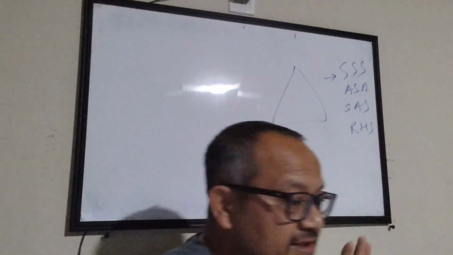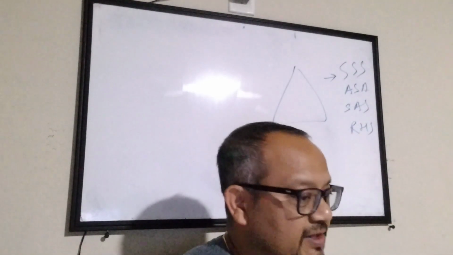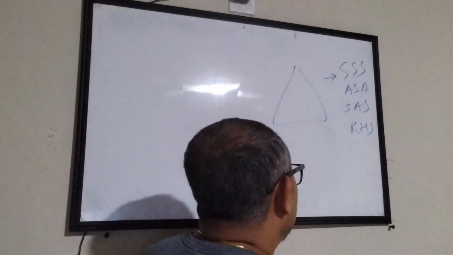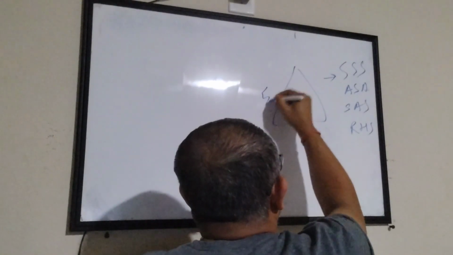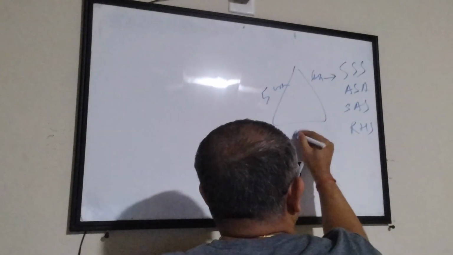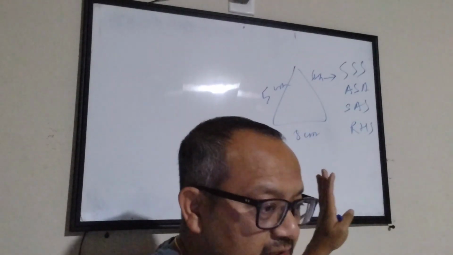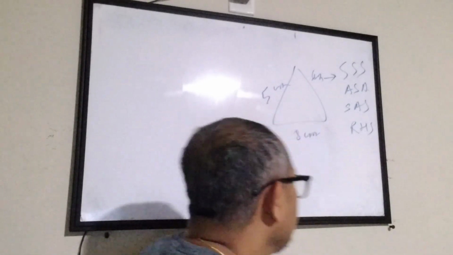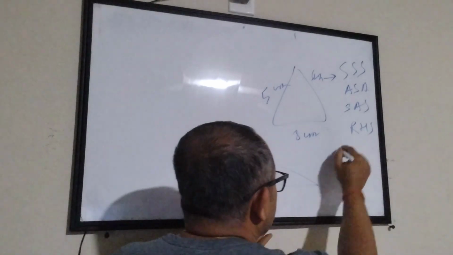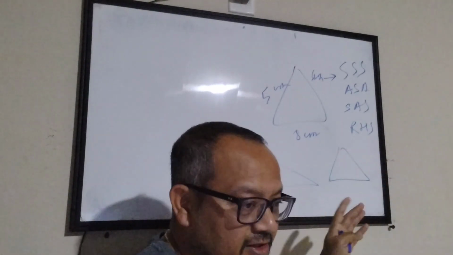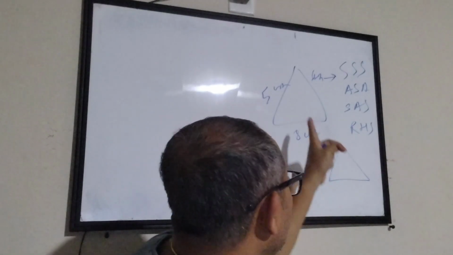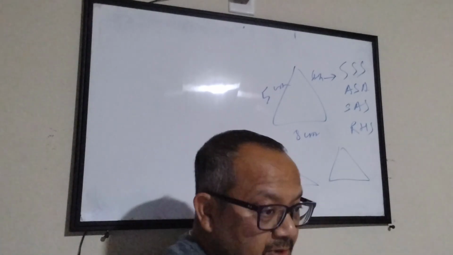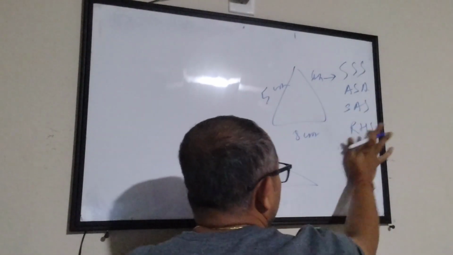SSS stands for three sides. If there are two triangles with three sides matching, they are congruent. Meaning, if you are given, let's say, 5 centimeters, 6 centimeters, and 8 centimeters, the lengths of the three sides, you can draw only one triangle. You cannot draw two different types of triangles. You cannot have two triangles, one like this and one like this, if you are given the dimensions.